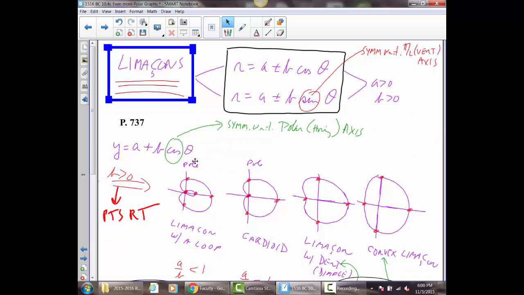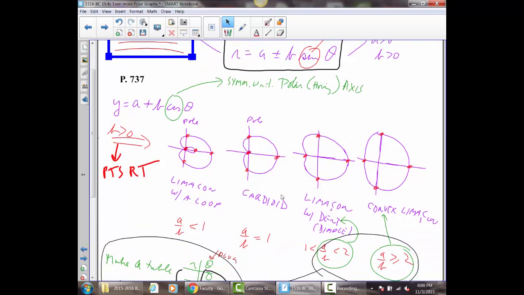Okay, so if it is cosine, there are 4 possibilities. First of all, it's cosine. Notice they're all symmetric with respect to the horizontal axis. And we're assuming here that b is positive and a is positive. So you'll either have what's called a limacon with a loop, a cardioid, which kind of looks like a heart, I'm not quite convinced, a limacon with a dent or dimple, and then a convex limacon. So this looks like kind of a lima bean.